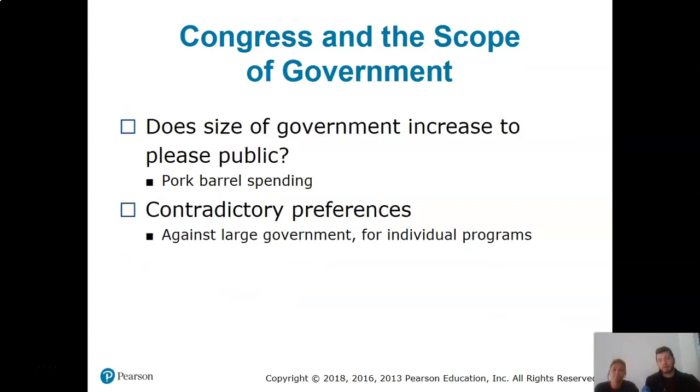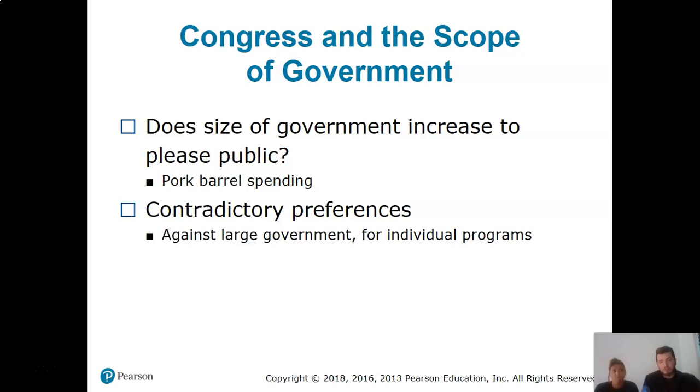All right. Finishing up here, Congress and the scope of government. Does the size of government increase to please the public? A lot of people don't like that the government is so large. But the trade-off is if you decrease the size of government, the government is not going to be able to provide for you as well. Actually, we'll talk a little bit about entitlements later, and Social Security and things like that. But pork barrel spending is really where this rears its ugly head.